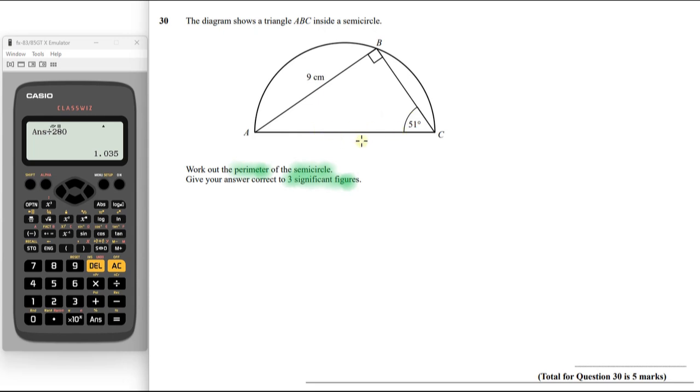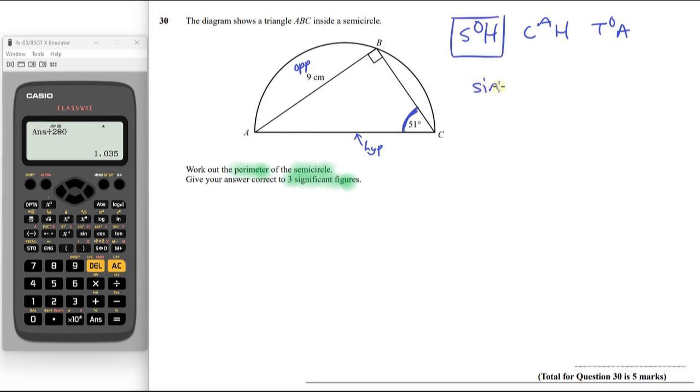So what I'm going to do is work out this side length, and the reason I'm working out this side length is this is the diameter of the circle, which we'll need when we calculate the perimeter of the semicircle. So I'm going to use SOHCAHTOA. Let's think about which trig function we need to use. From the perspective of this 51-degree angle, we've got the opposite side length. And this over here, that's opposite the right angle, so that is the hypotenuse. So which trig function involves the opposite and the hypotenuse? Well, it's the sine function.